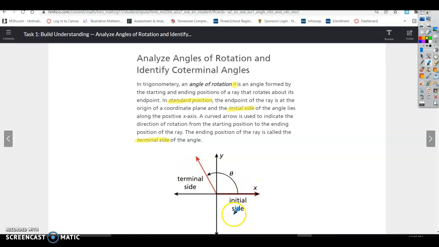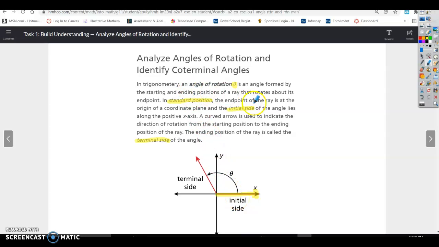All right, so as you can see, here's an image. The initial side here is always on the positive x-axis. And the terminal side is where it's rotated to. So you can see they've used this directional arrow to show you that the angle has rotated. So you can remember, if it goes up to the y-axis, that's going to be 90 degrees. If it goes over to the other x-axis, that's 180. If it goes all the way down here to the y-axis, that would be 270. And if you go all the way around back to the initial side, that's 360 degrees.